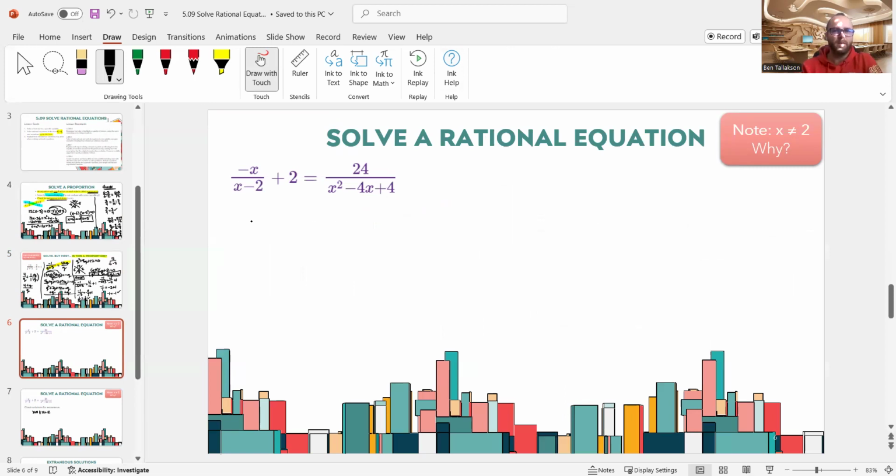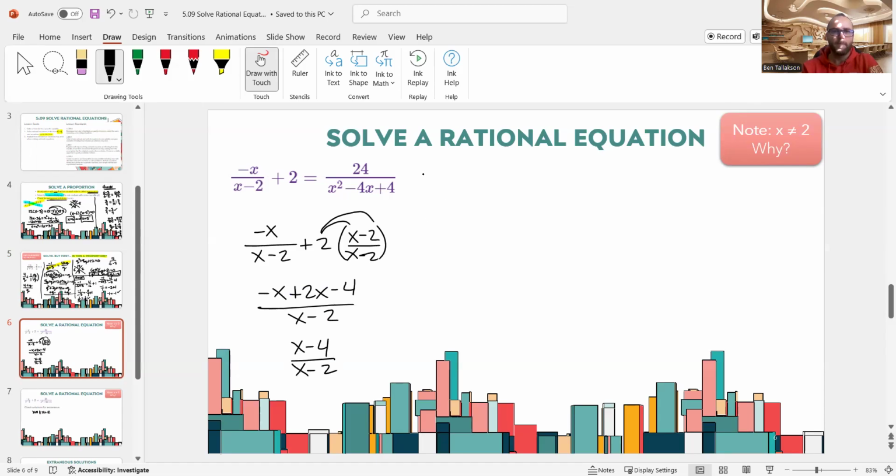Okay, let's do it now together. You guessed it, we do not have a proportion, so we want to make it a proportion. Multiply times the fancy form of 1, which is the opposite denominator over itself. That's really all we need to do there. So we have -x + 2 times x + 2 times -2 over our common denominator. Combine like terms, we get (x - 4) over (x - 2).